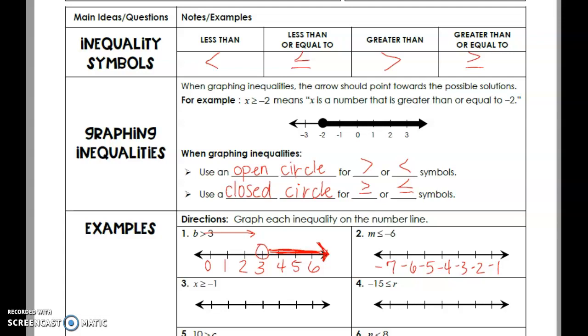Now we're going to use a closed circle because this time it includes -6. So we draw a closed circle on -6, and as you can see, the arrow points to the left, so we're going to shade to the left. So that means m is any number less than or equal to -6. So it could be -7, -8, -9, and so forth.